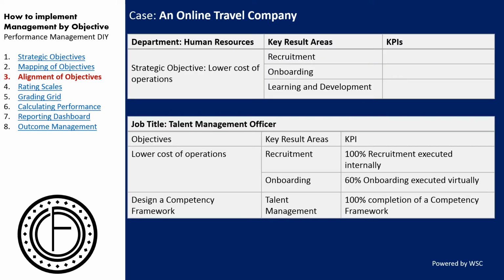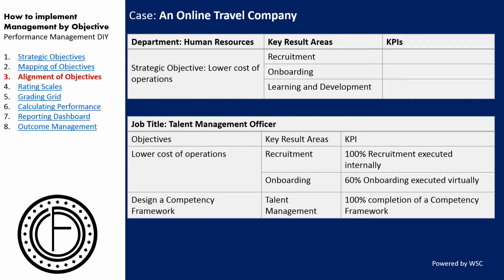Okay, let's talk about alignment of objectives. The strategic objective, lower cost of operations, was mapped to human resources. When this set of strategic objectives is shared with the human resource department, the human resource department in this online travel company sits down and, as far as this strategic objective is concerned, identifies key result areas. From what we have on the screen, some of the key result areas identified within the human resource department are recruitment, onboarding, and learning and development, for example. What will be done afterwards is to identify roles within the human resource department.